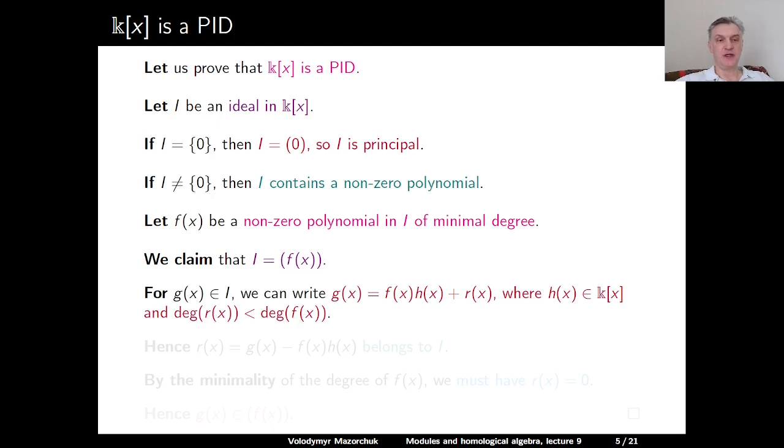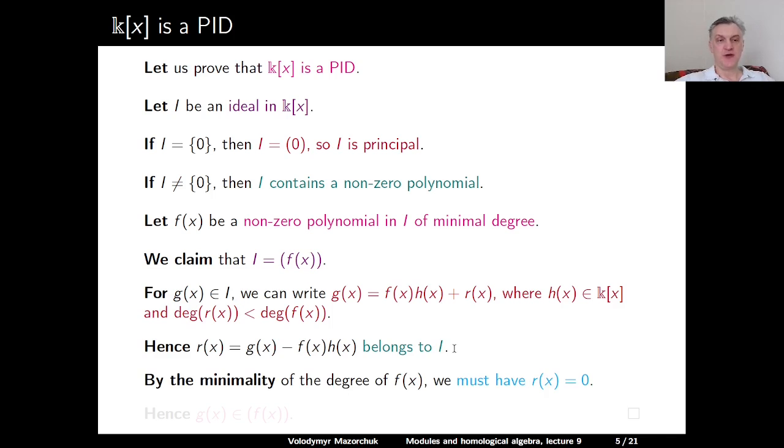Indeed, given a polynomial g(x) in I, we can divide g(x) by f(x) with the rest r(x), and here the rest r(x) has degree which is strictly smaller than the degree of f(x). Again, we write the rest as g minus f times our quotient h, and this belongs to our ideal I. By our choice of f(x), a polynomial of minimal degree in our ideal, we conclude that the rest should be 0, or in other words, g is divisible by f. So it belongs to the principal ideal generated by f.